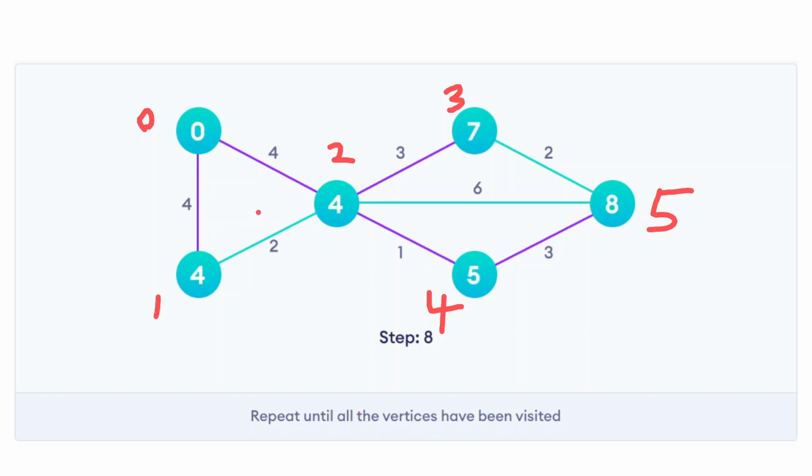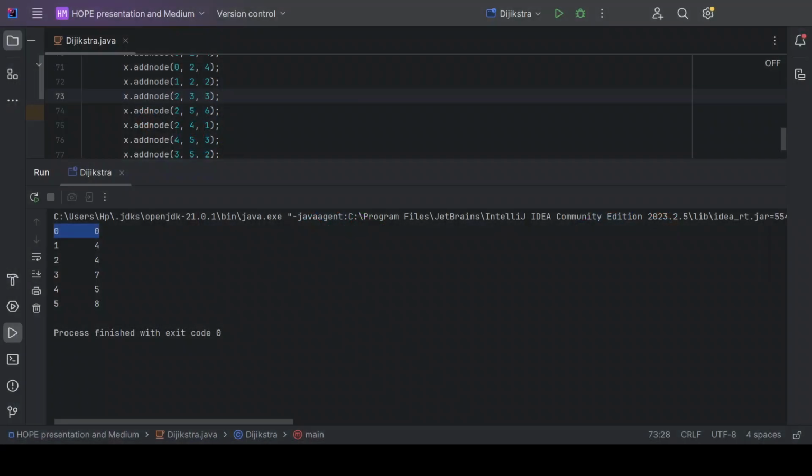So for the zeroth node, you have 0. For the first node, you have 4. For the second node, you have 4. For the third node, you have 7. For the fourth node, you have 5, and the fifth node, you have 8. Similarly, in the program output itself, we have the same answers: for 0 we have 0, 1 we have 4, 2 we have 4, 3 we have 7, 4 we have 5, and 5 we have 8.